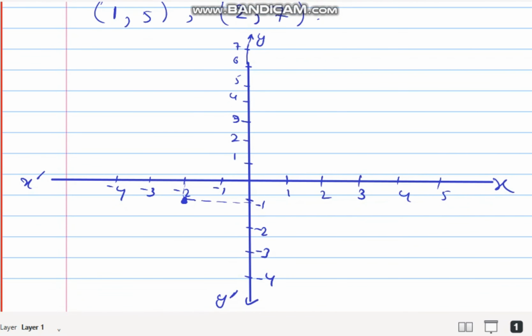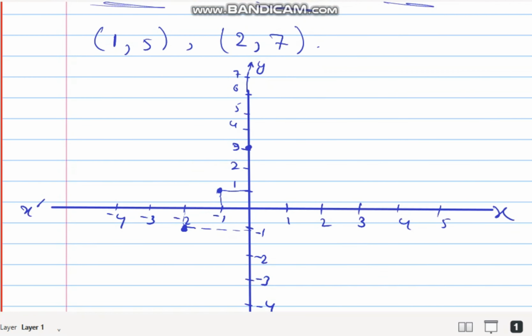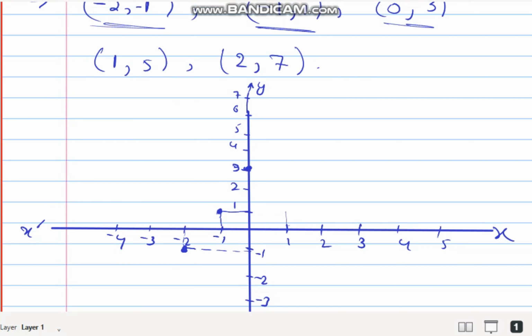Minus 1 and 1 lies here. Minus 1 and 1 lies basically here. After this, 0 and 3 lies here, and after this 1 and 5, where x is 1 and y is 5. So it's a very easy question again. It lies here.